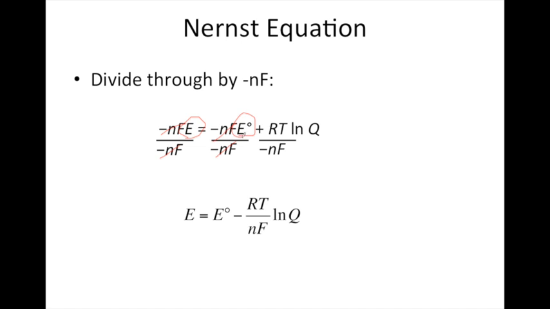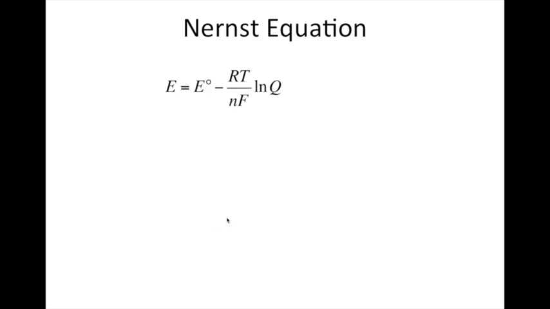As you can see here, we end up with E, our cell potential, is equal to the standard cell potential minus RT divided by nF natural log of Q, since we divided through by negative nF. Again, we've just manipulated this equation slightly, so now we have it in terms of cell potential and standard cell potential. Now we can use this equation to calculate the cell potential under non-standard conditions. So this is a perfectly good equation that we can use to calculate the cell potential under any non-standard conditions.